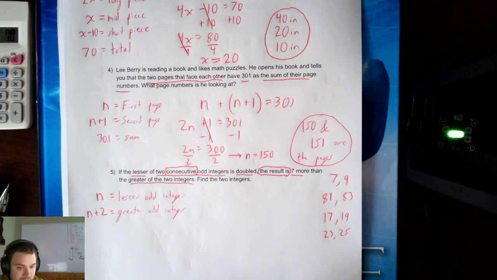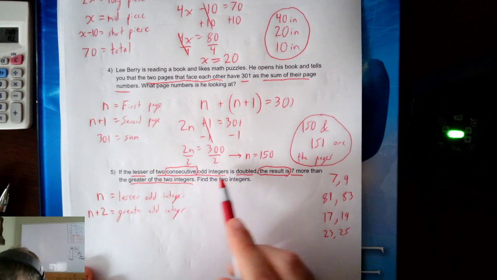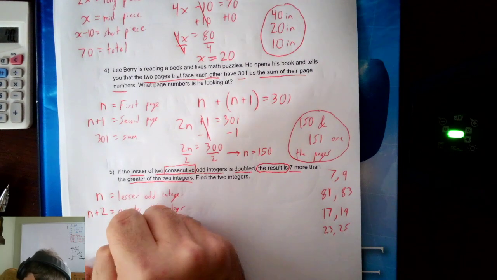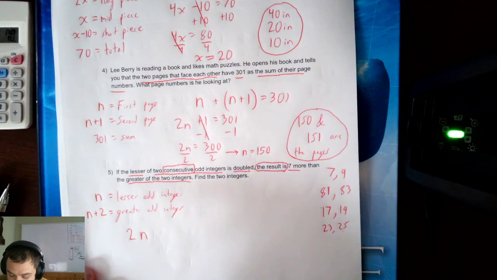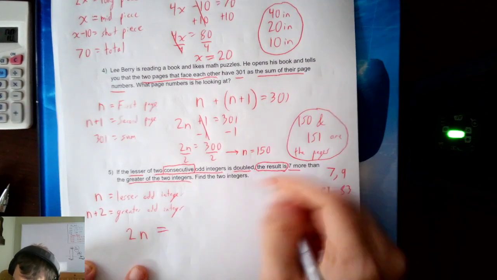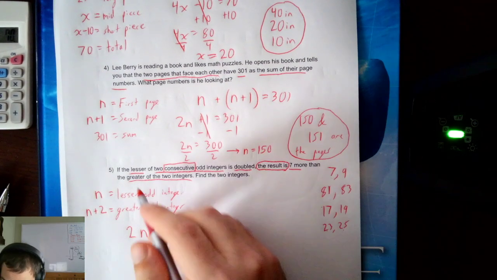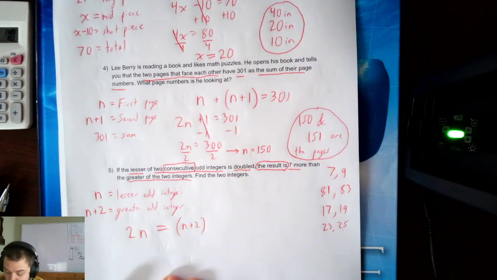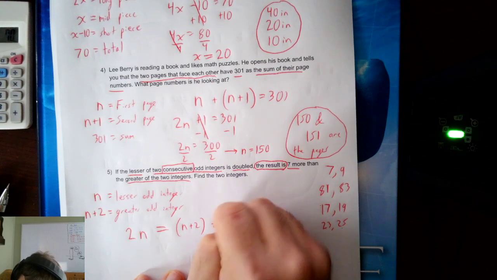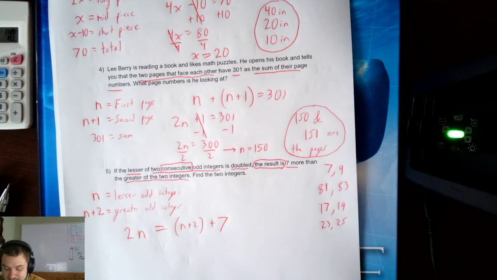So I've assigned my variables. Now I need to write my equation. So what's it say? If the lesser is doubled, so I'll take the lesser integer and double it, right? 2 times the lesser is n. The result is 7 more than the greater. Well, the greater is n plus 2. And if I want 7 more than that, I need to add 7.